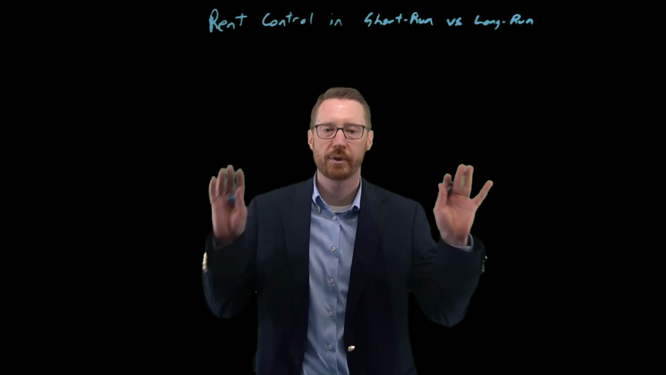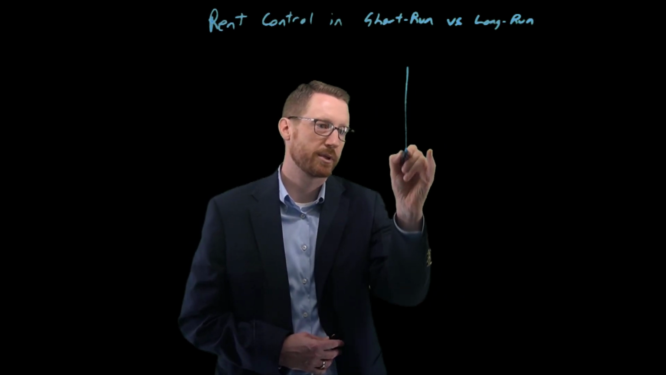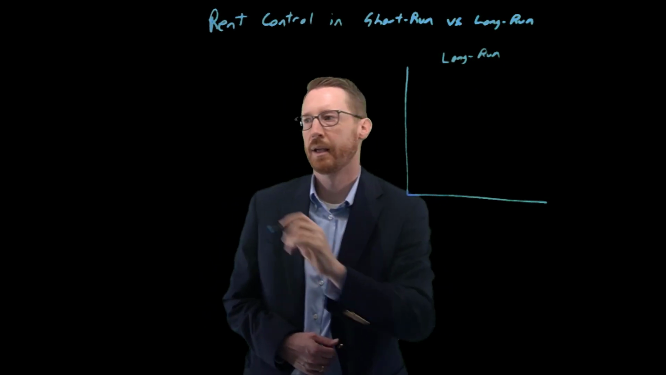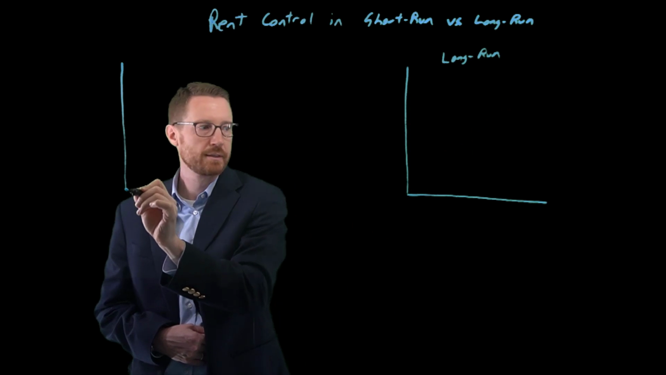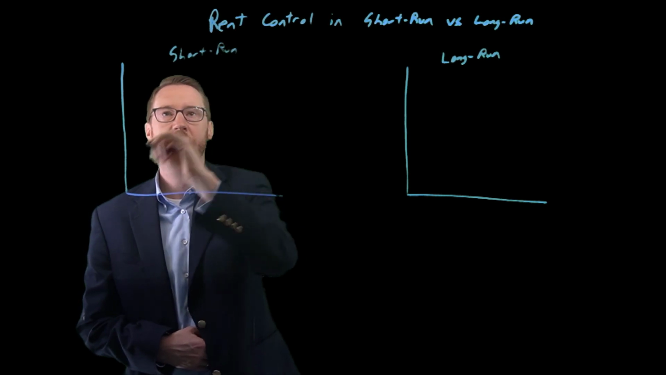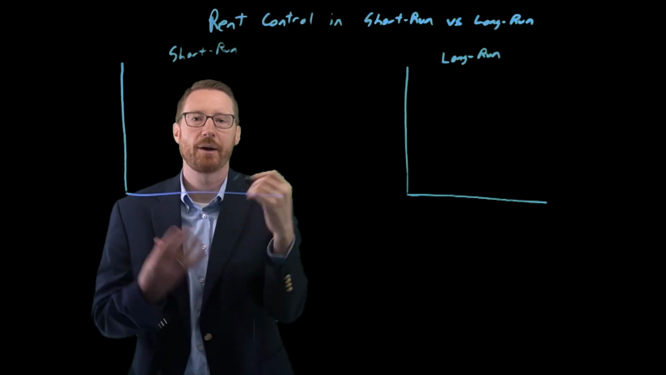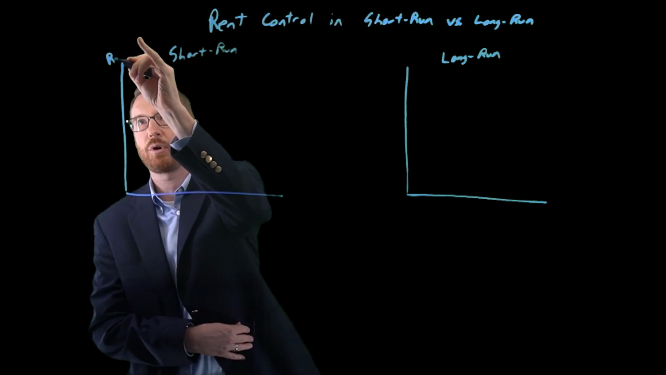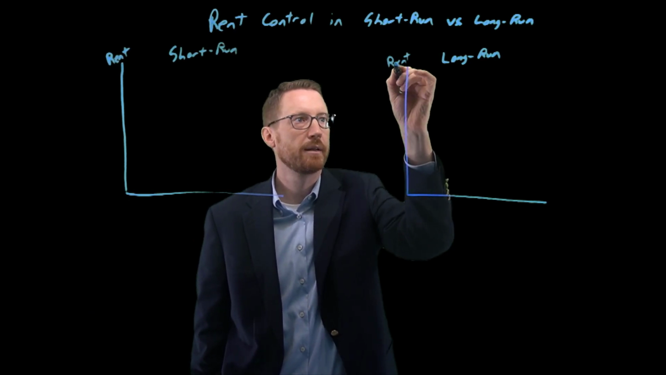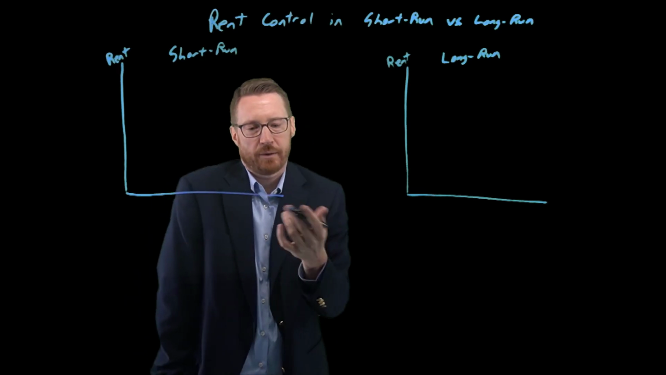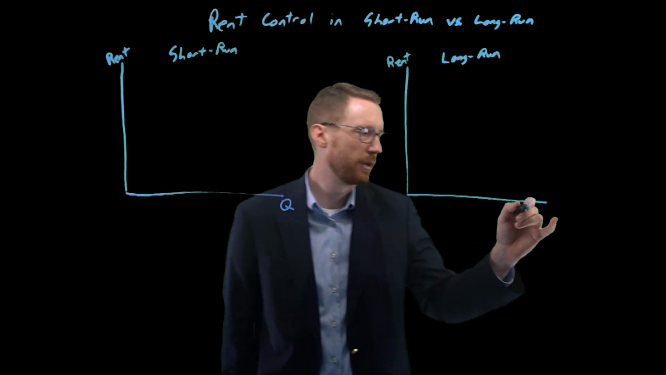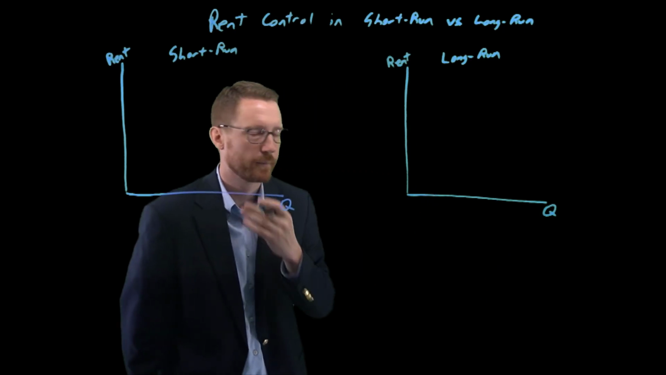To do this, we're going to set up two supply and demand diagrams. We'll set up one for the long run and one for the short run. For each one, what's our price when we're talking about rental properties, apartments, etc.? The price is just rent. So rather than calling it price, let's call it rent. And we'll call this quantity. You could call this units if you wanted to, but we'll just use a Q for quantity.